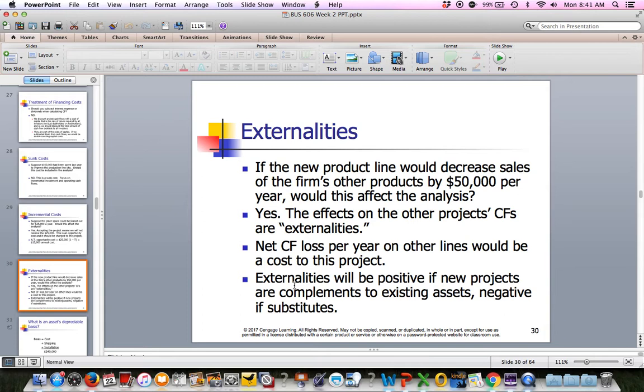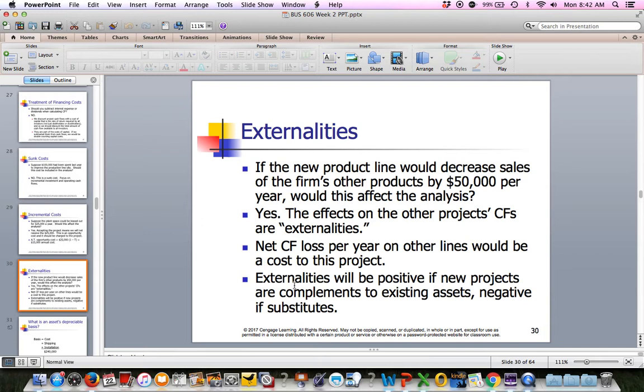So I wouldn't do that. So I have to take that into account now before I make that decision. Should I add another store to the east side of town? The answer very well could be yes, but I have to take into account the fact that my existing store sales may go down. I have to factor that into the decision.